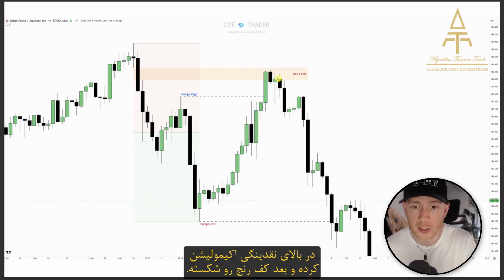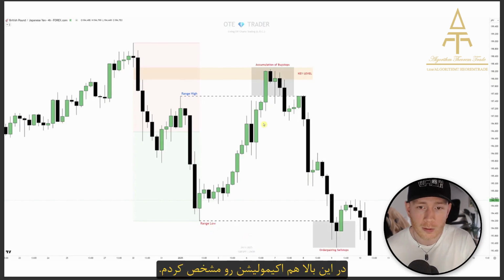So you can see that over here, the key level got hit and it accumulates the buy stops above it and then pairs them off with the range low. And just for annotation's sake, we can see that over here: accumulated buy stops and then order pairing the sell stops.